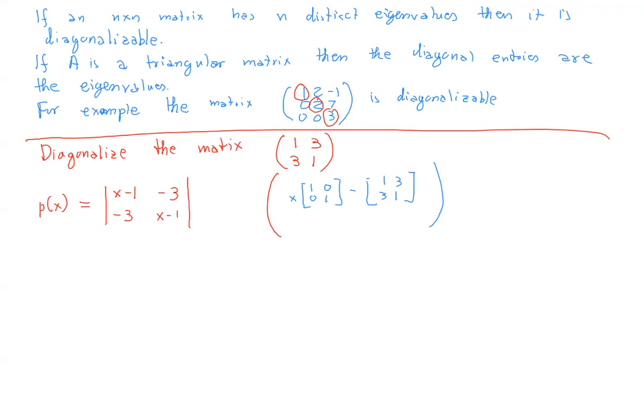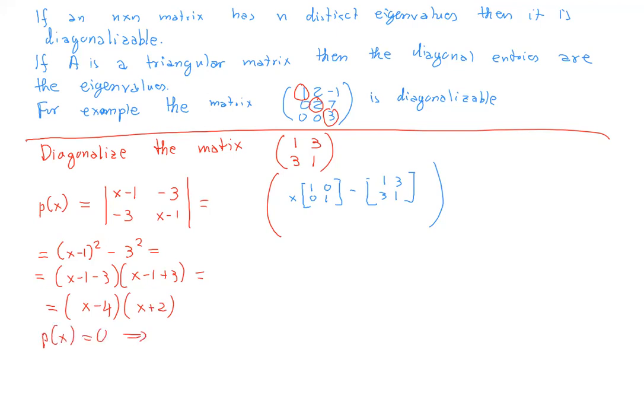So how much is this? This is x minus 1 squared minus 3 squared, which by the identity of difference of squares is x minus 1 minus 3 times x minus 1 plus 3, which is the same thing as x minus 4 times x plus 2, right? And if you set the characteristic polynomial equal to 0, then you will get x is equal to 4 or negative 2. So the eigenvalues are 4 and negative 2.